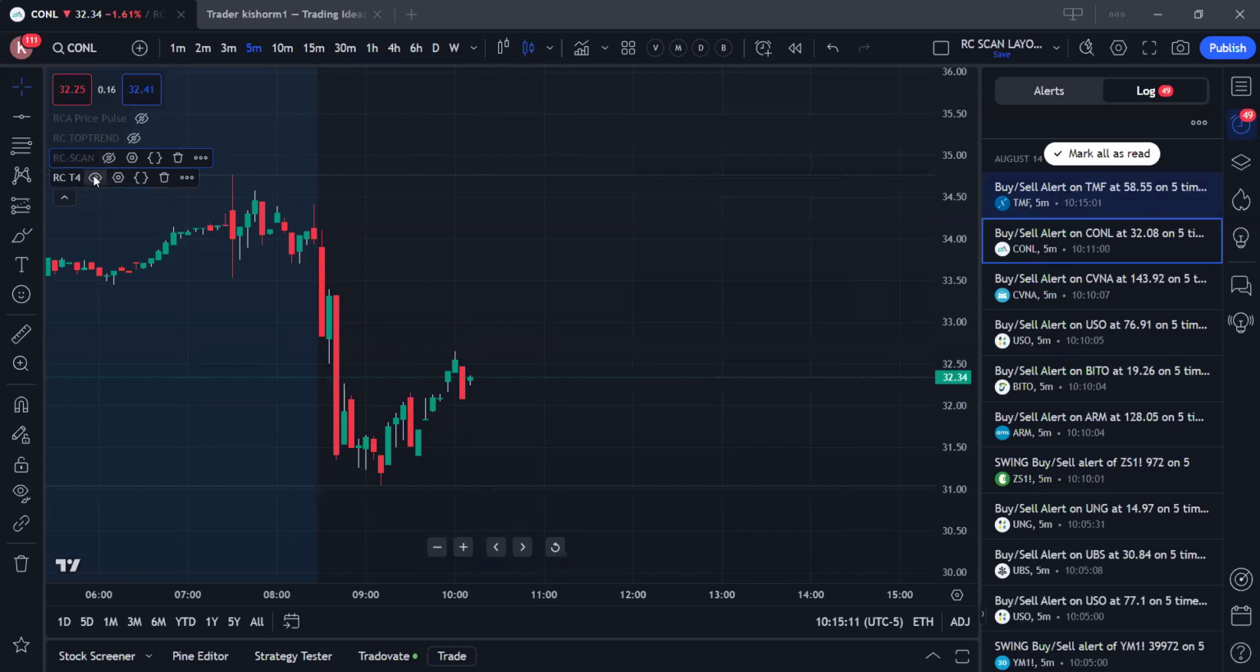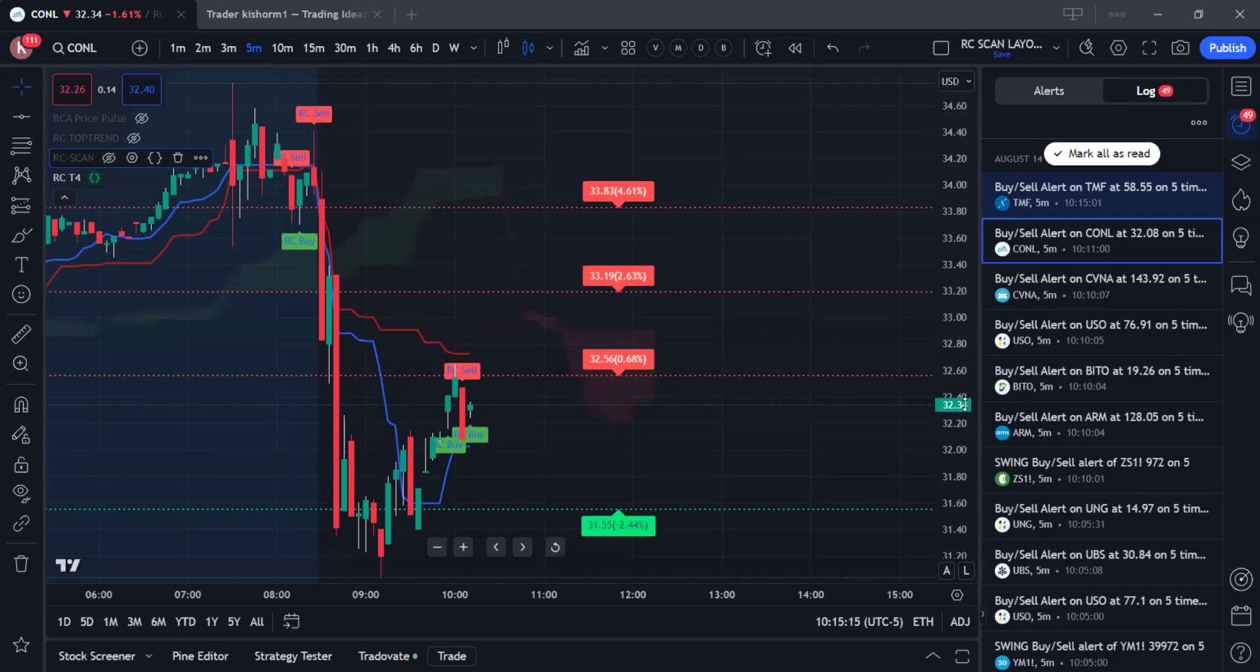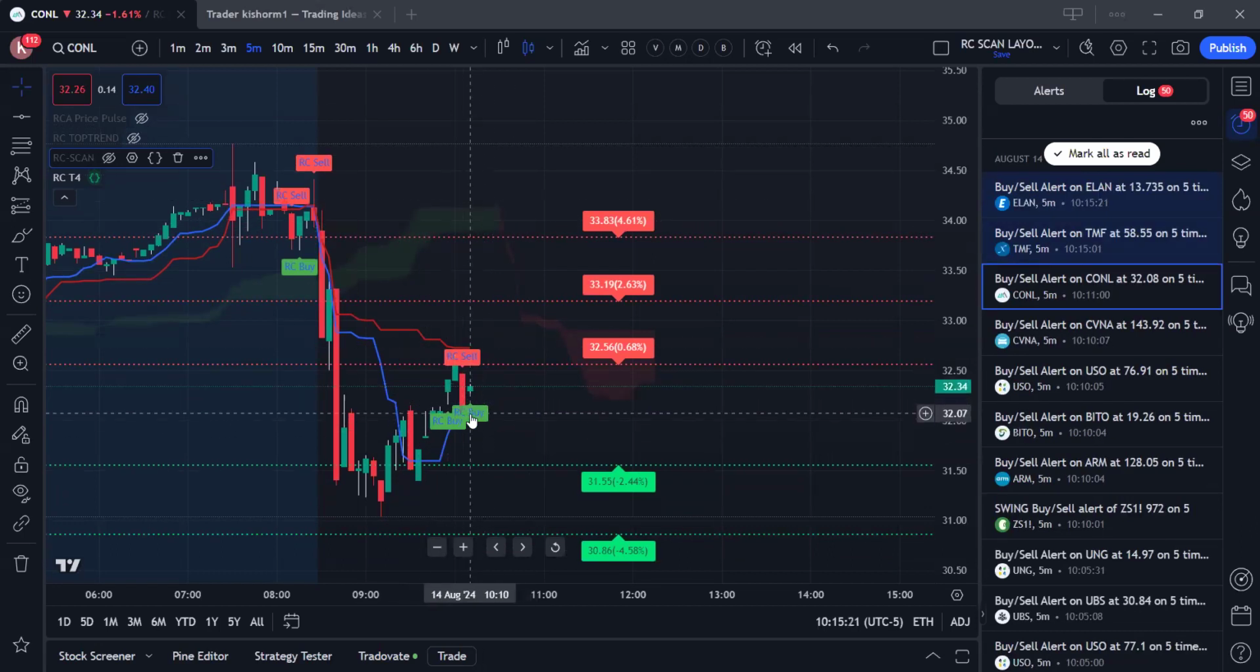Let us look at T4. So you got a buy below the cloud. Your cloud is somewhere here. You got a buy somewhere here. So if your buy is above the cloud, it's always bullish. If you have a sell below the cloud, it is bearish. But if you have a buy here, it is a little risky.